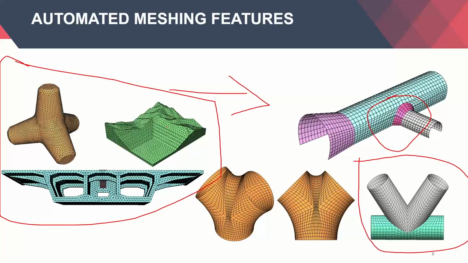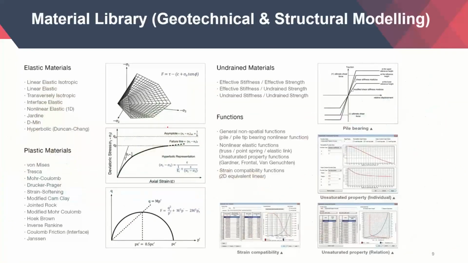So after the meshing part, we'll go to the material library. The material library of FENX consists of both geotechnical and structural modeling elements. For elastic, we have linear elastic, transversely isotropic, or Jardine or hyperbolic functions. For plastic materials, we have von Mises and Tresca for the structural elements or the structural engineers' work. For pure soil modeling, we have Mohr-Coulomb. Then we have Cam-Clay for clay type soils. We have soft soils. Then we have modified Mohr-Coulomb and hardening soil for the hardening soil material types.